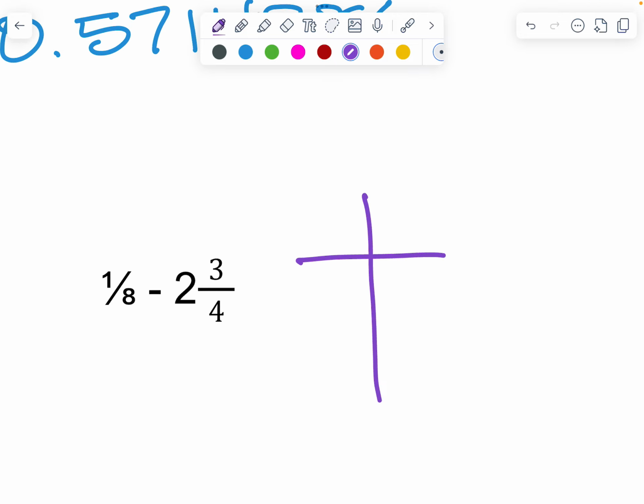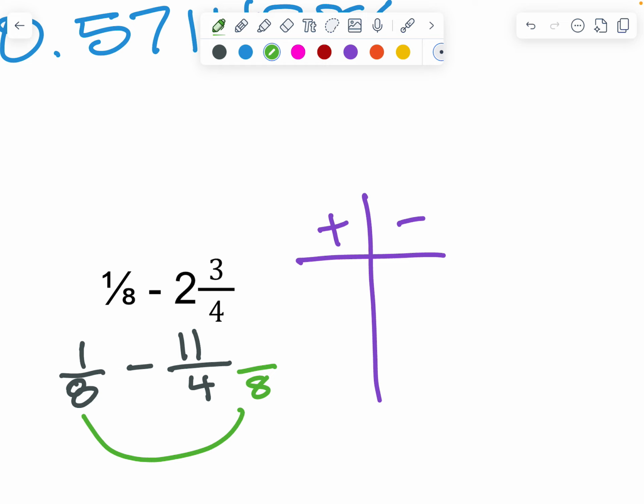Same thing, positive, negative, because I'm adding or subtracting. But I am going to change this problem. I don't want to deal with mixed numbers. So 4 times 2 is 8 plus 3. 8, 9, 10, 11 goes right there. Then I can rewrite it. Also, if I'm going to add or subtract fractions, I better make sure they have a common denominator. I know I can make this one into 8ths, and then look, they would match.